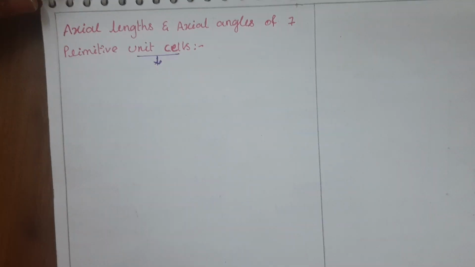In this video, I am going to give some tricks to memorize axial lengths and axial angles of 7 primitive unit cells in solid state of class 12th. Let us start the class.